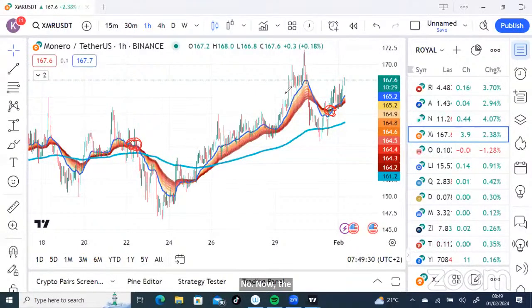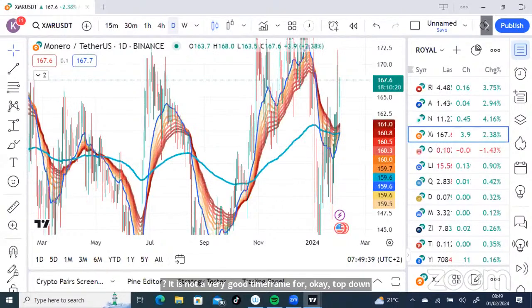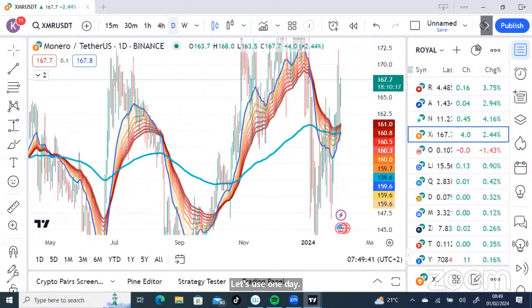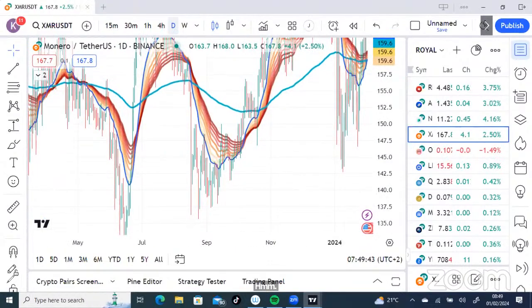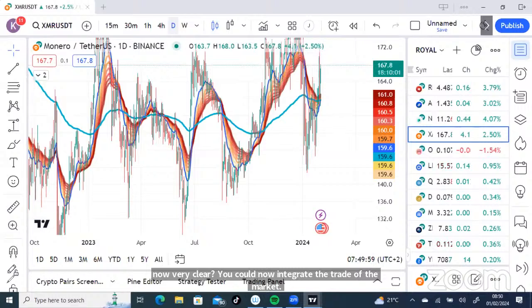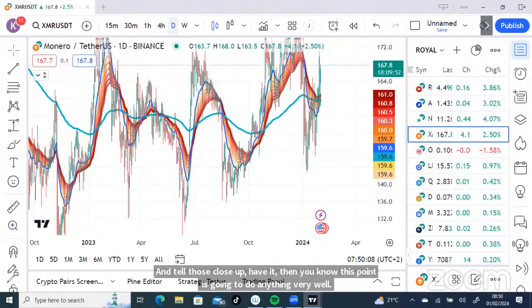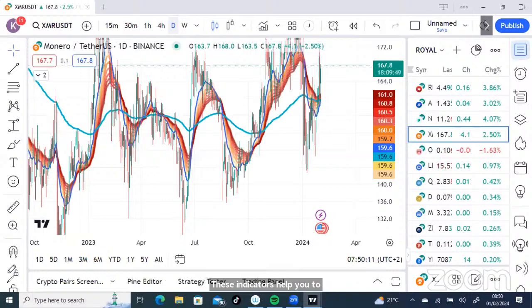This is the 1 hour time frame. It is not a very good time frame to analyze the market. Top-down analysis. Let's use 1 day. Can you see? Does it bring out the picture to everybody very clear? Give me a yes to confirm. You could now interpret the trend of the market. Once forming below them, it's a downtrend. When they meet and candles close above it, then you know this coin is going to do amazingly well. These indicators help you to predict the trend of the market.